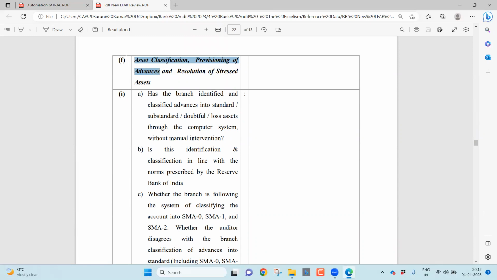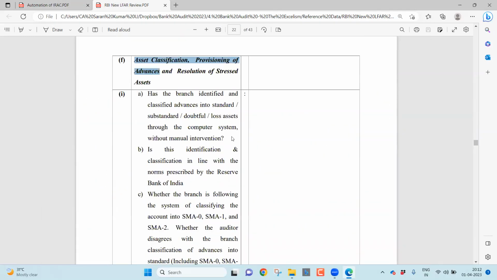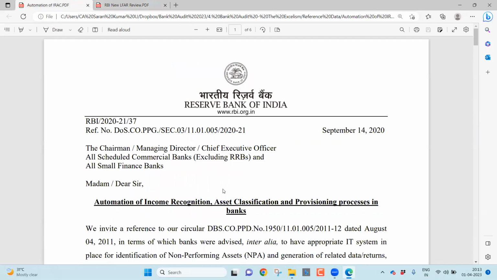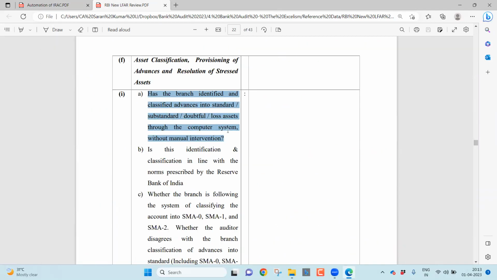If I can connect these two with this automation circular, you can find the answers and the objective behind the questions, why RBI asked about this. There are a couple of questions. Has the branch identified and classified advances into standard, substandard, doubtful, and loss assets through the computer system without manual intervention? Because they have given a circular, they requested banks to follow all these guidelines latest by 30th June 2021. You are bound to answer this question.